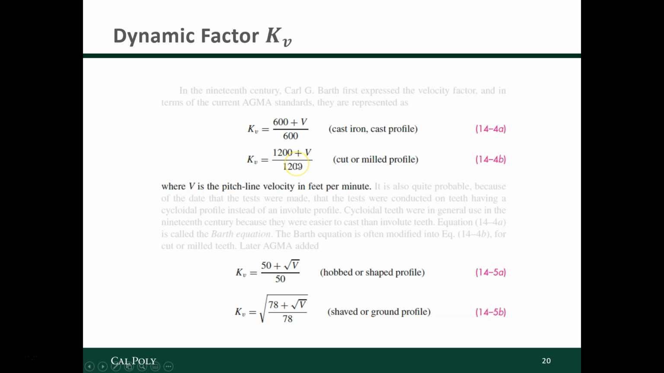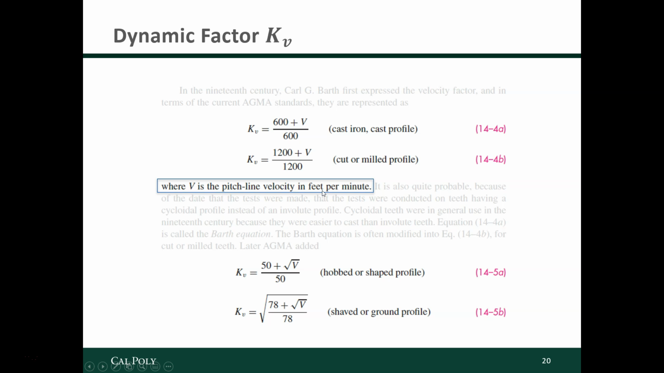This is a shallower slope, and these ones here are, in some cases, shallower still. We'll take a look at the graphs in a second, but I just want to make sure I should have defined V as the pitch line velocity in feet per minute. That's an important thing. Feet per minute.